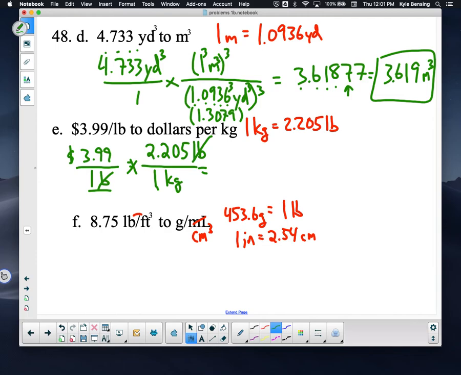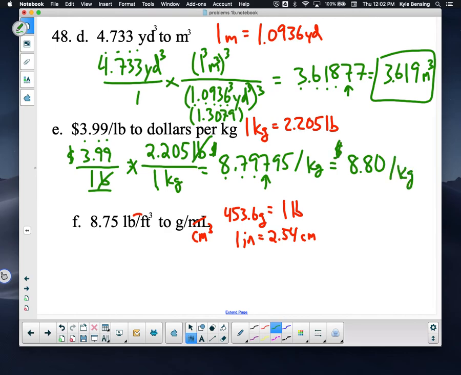3.99 times 2.205 is 8.79795. That would be dollars per kilogram. Let's round off to 1, 2, 3 places. 1, 2, 3 places, that's 5 or higher. That looks like it bumps up to 8.80 dollars per kilogram. Last one in the home stretch.